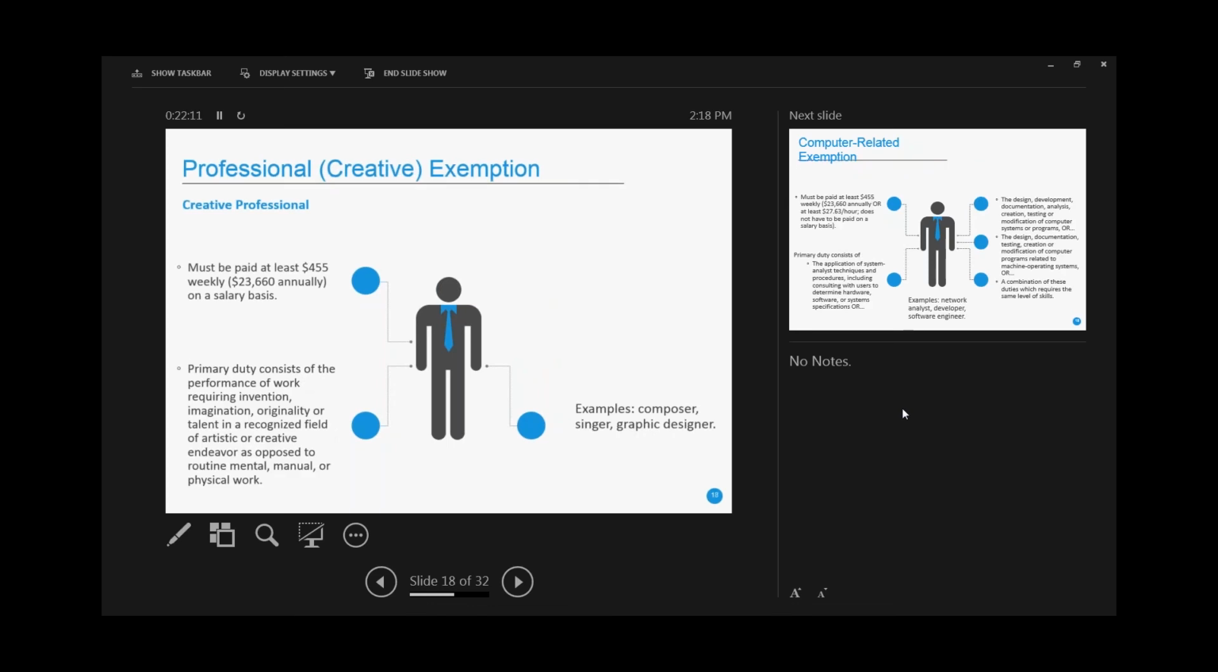The professional creative exemption is where the primary duty of the employee being considered requires invention, imagination, originality, or talent in a recognized field of artistic or creative endeavor, as opposed to routine mental, manual, or physical work. Examples of positions considered to have the professional creative exemption are composer, singer, or graphic designer.